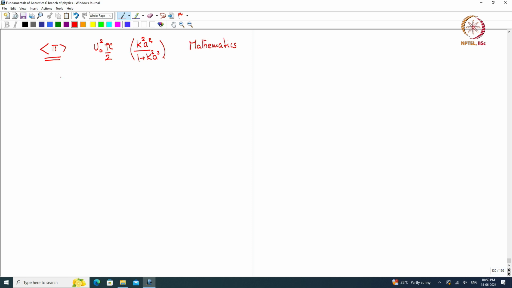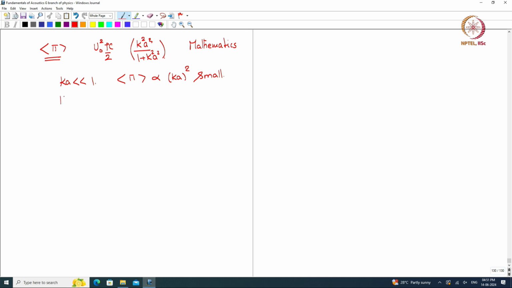So, here you can see that if my Ka is much smaller than 1, the power is proportional to k square a square, which is small. So, in measuring this small value, you will go to the far field and do it properly.